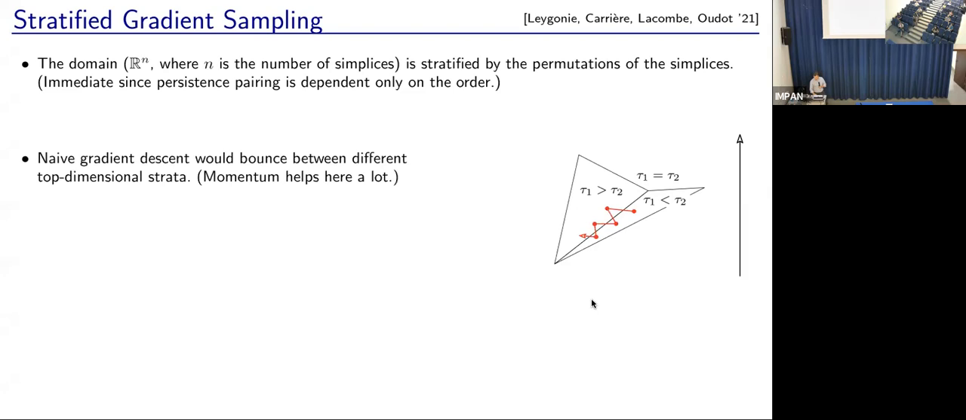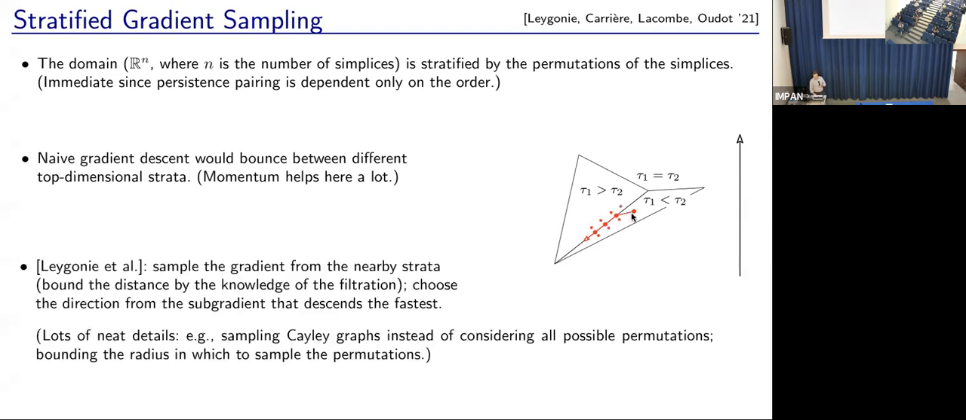And if you just do naive gradient descent, the reason that things are slow is that you keep bouncing between strata, right? You start in one place, you compute the gradient, you take a step, but suddenly the order of the simplices changed. Now a different simplex needs to move down, and so you keep bouncing. This also suggests why momentum helps. So they suggested this idea that when you're sitting at a point in the space, you can sample the gradients on the nearby strata.